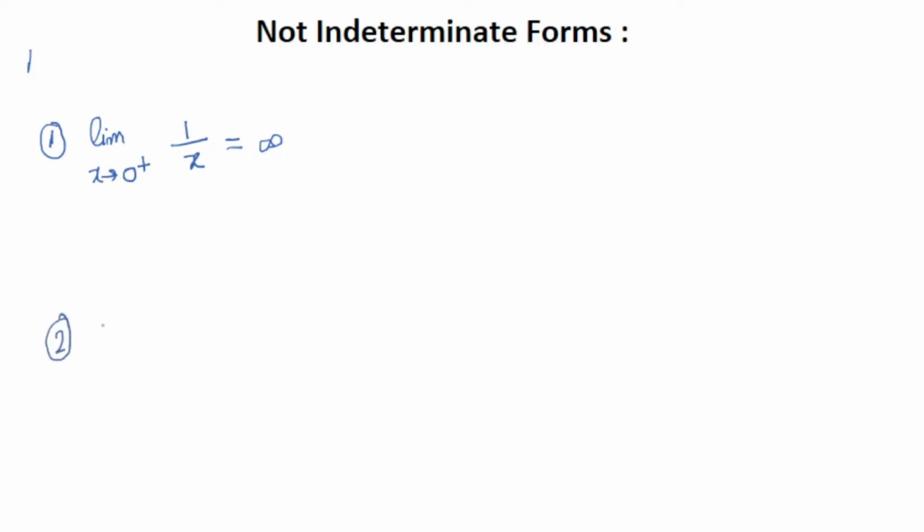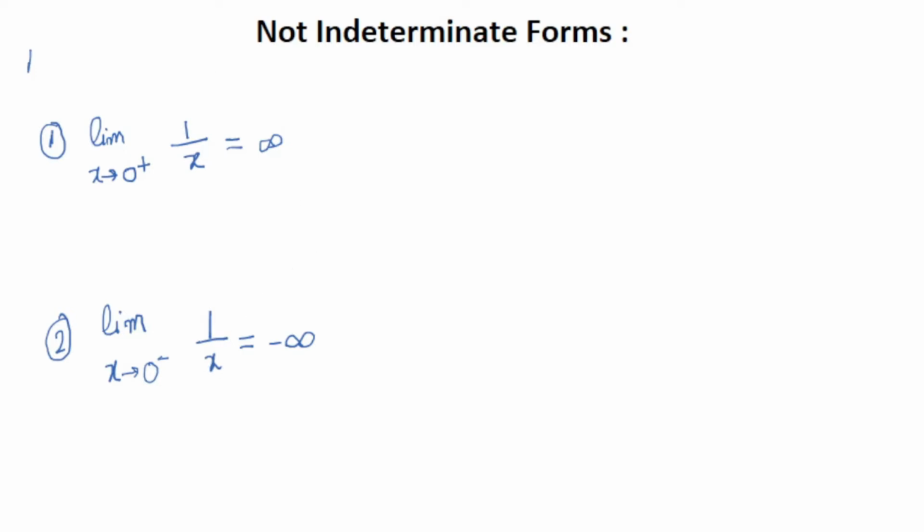The second property we need to remember is not an indeterminate form either, but it is related to one-sided limits. For the limit from above, we get plus infinity. For the other one-sided limit, limit x tends to 0 minus of 1 upon x, if we put 0 minus here, then this value is going to be minus infinity.